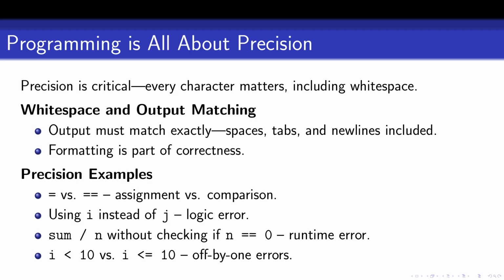Think of the difference between = and ==. One assigns a value. The other checks for equality. Or consider an off-by-one error, like looping with i <= 10 instead of i < 10. The logic of your code has to be airtight. This is why learning to match output precisely, including formatting, is a valuable skill. It teaches attention to detail, patience, and the discipline to refine your work until it's exactly right. These habits lead to better code, fewer bugs, and faster development.